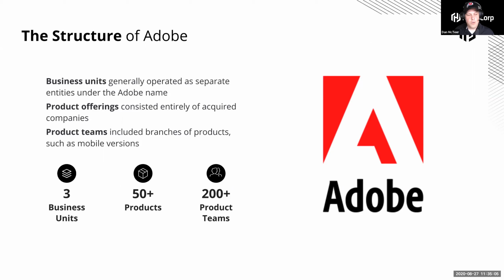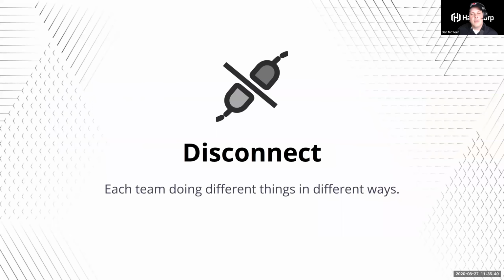And so we generally operated in multiple business units, and inside those business units, you had lots of different product offerings, and even within those products, you had lots of different teams supporting those, right? Like you had developers for Photoshop and for the mobile version, and the SRE teams that were running their creative cloud presence, all those sorts of things. And so 3 major business units, 50 plus products and 200 plus product teams. All from acquisitions. And so the problem we were facing was disconnect.